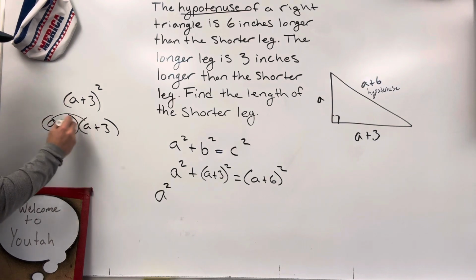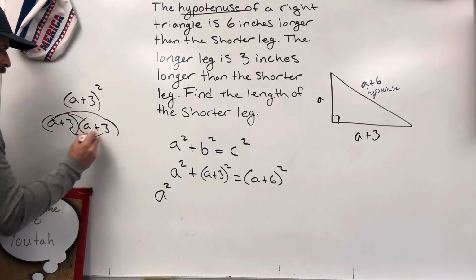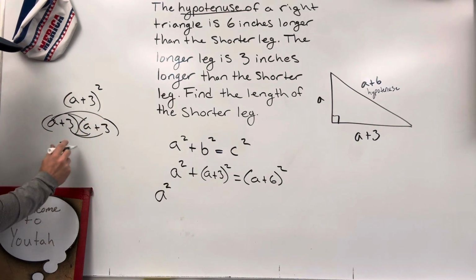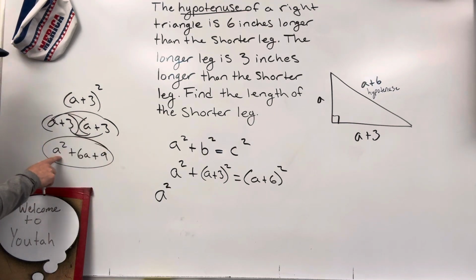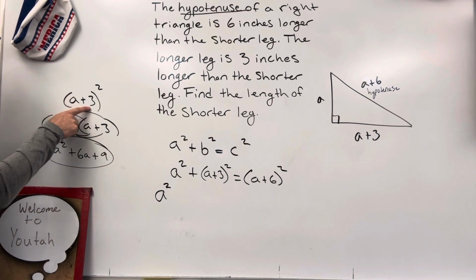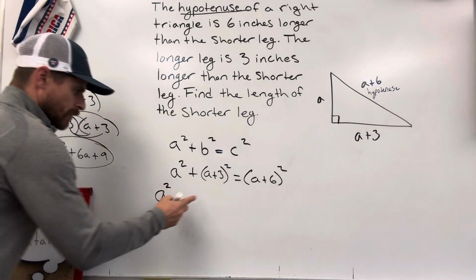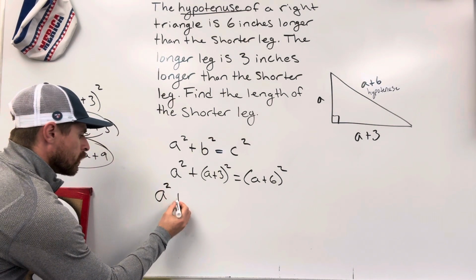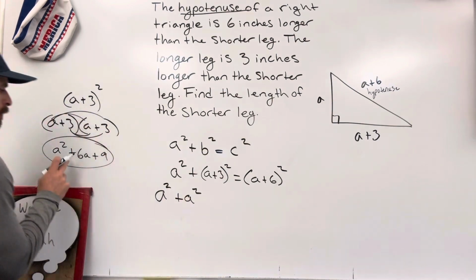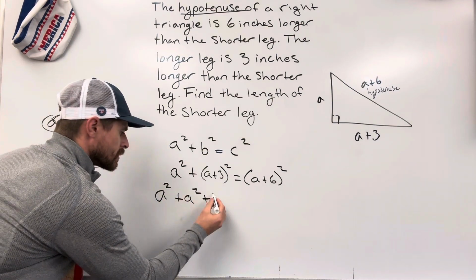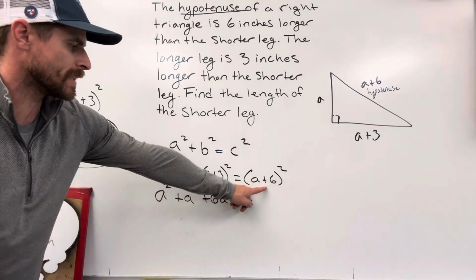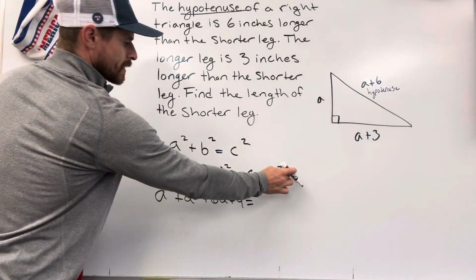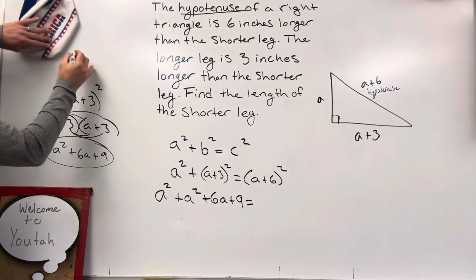And when we do that, we need to use the FOIL method. So what you're going to end up getting is A squared plus 6A plus 9. That's what we're going to end up getting when we square A plus 3. So that's going to go down right here. Plus another A squared plus 6A plus 9. And then same idea on the right side of the equal sign, A plus 6 squared.